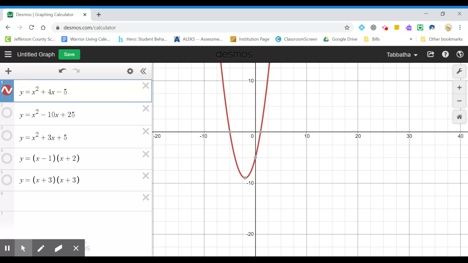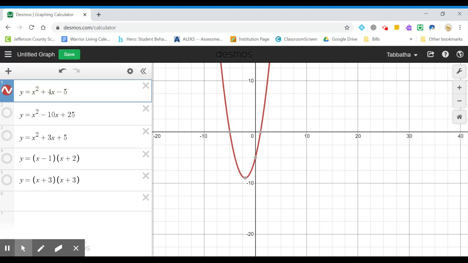When we're solving our linear equations, it was real easy to solve. Quadratics can be a little bit more complicated depending on the equation. So I'm going to show you a couple different ways. Graphing is the easiest way if it works. It won't always work, and I'll show you why.